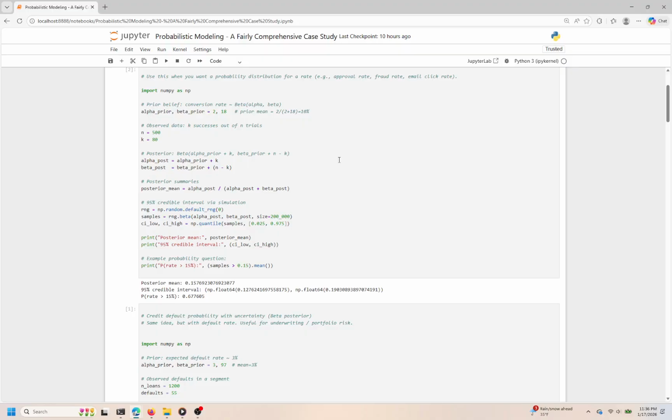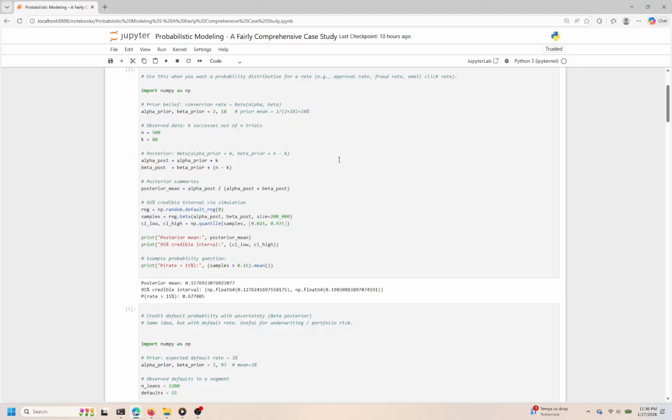The posterior mean gives us a single estimate of the conversion rate after taking into account both our prior and observed results. But there's more to discover. We also create a 95% credible interval through simulation, which allows us to capture a range of plausible values for the conversion rate. This interval is particularly important as it provides insight into the uncertainty surrounding our estimate.